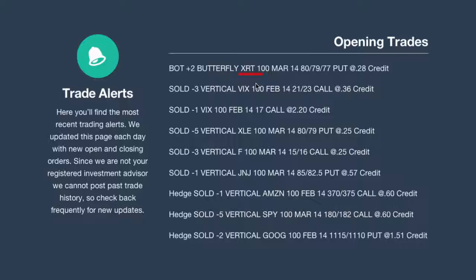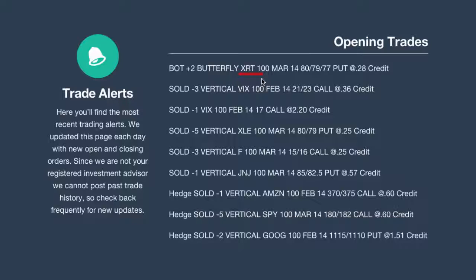Now we traded regular butterflies here on the website before, and we've also traded broken wings. So I want to go over these broken wings because we don't do them as often, and I want to talk about understanding how we made this trade, how we structured this trade. Now XRT has really high implied volatility. It's the retail sector.